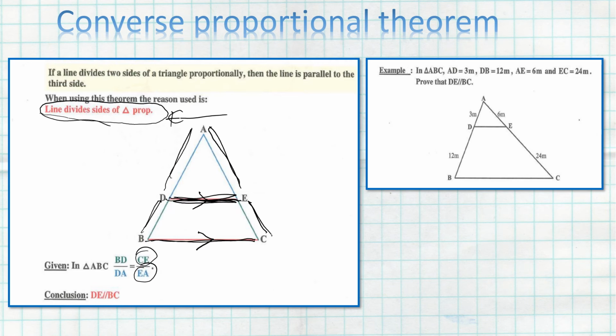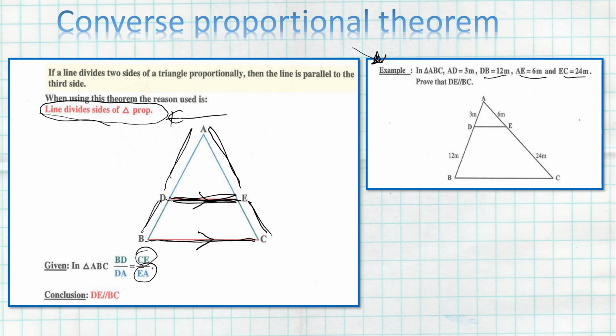Okay, so let's just quickly look at this quick example here, and let's see how it goes. So it says in triangle ABC we have AD equals 3 meter, we have DB equals 12 meter, we have AE equals 6 meter, and we have EC equals 24 meter. Then they say prove that this line DE is parallel to what? To BC. Very simple. How can we prove that?